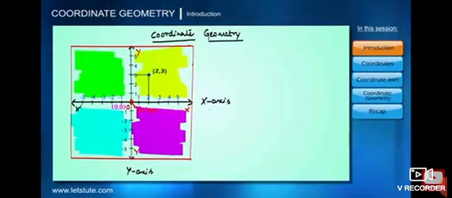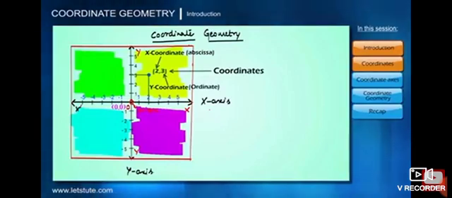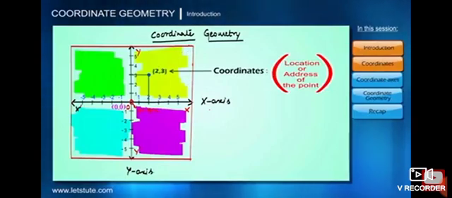This kind of representation of the location of a point is called coordinates. The value on the x-axis is called the x-coordinate, and the value on the y-axis is called the y-coordinate. The x-coordinate is also called the abscissa, and the y-coordinate is also called the ordinate. Talking about coordinates, we can say it is the location of a point, or in other words, the address of the point.